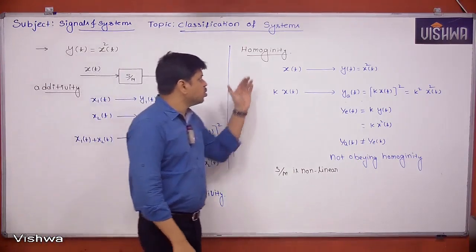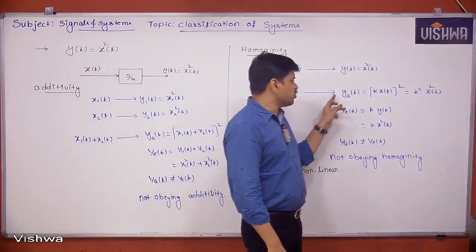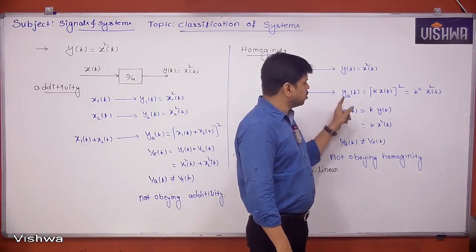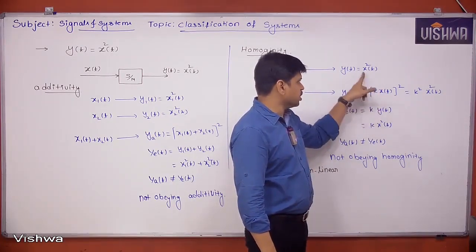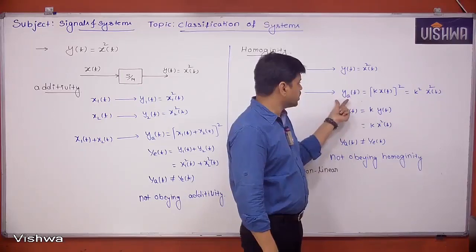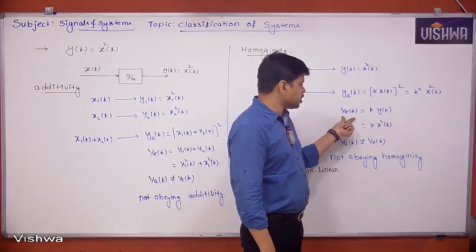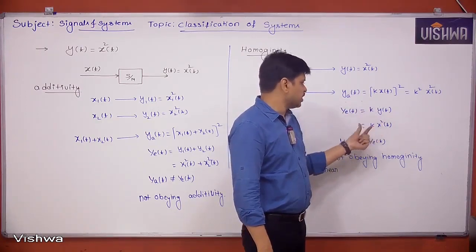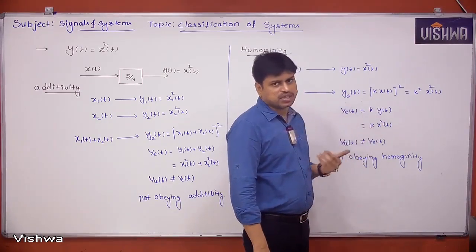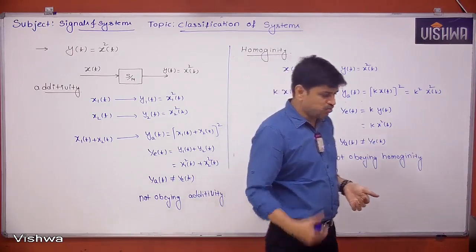Next, to check homogeneity, we require the actual output and the expected output. To find the actual output, simply replace x with kx. Then you can get the actual output. To get the expected output, simply multiply k with y of t, k y of t. Compare them, whether it is satisfying or not. Understood? First take down this.